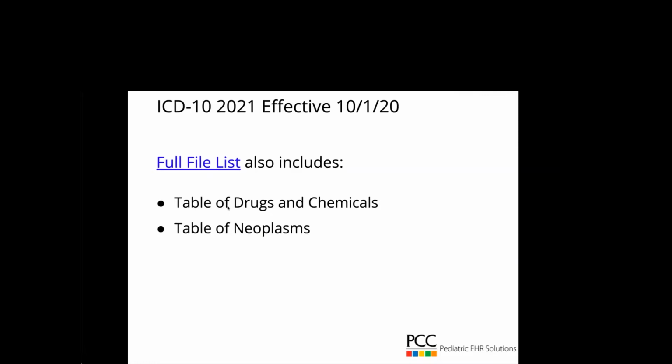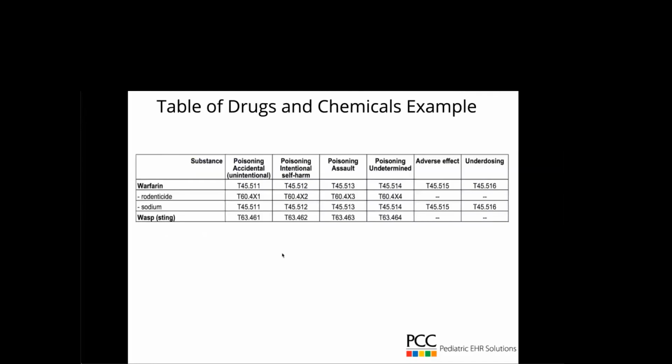So you can ignore all the POA files. But in addition to the other three files that I just mentioned, the index, the tabular, and the external causes, there are two others that you may come in contact with, or you may find you have need for. And I don't know that I've ever covered those before. So I wanted just to do a cursory review of the table of drugs and chemicals and the table of neoplasms. This is an example of what the table of drugs and chemicals looks like.